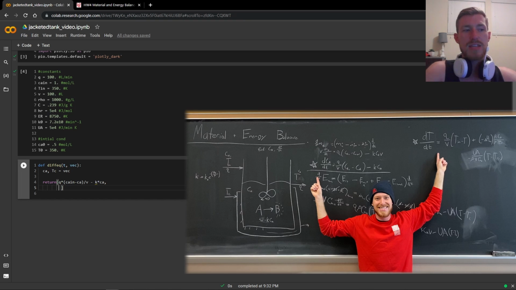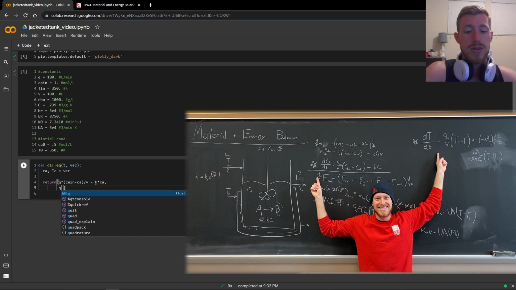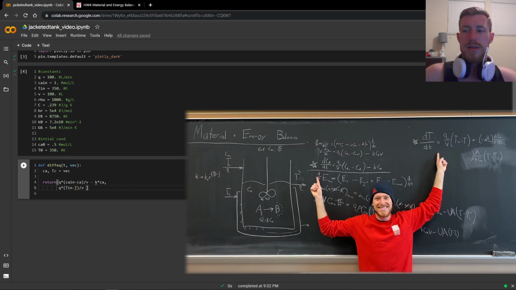So it's going to be the same thing as before with mass, but this time with the difference in temperature between what's flowing in and the actual temperature of the tank right now. So we're going to do Q times parentheses T in minus T, and that's going to be divided by the volume. This is going to account for the energy being brought in by the higher temperature flowing in, and the amount that's being lost as the well-mixed mixture in our tank at temperature T flows out. So again, that's going to do our ins and outs.